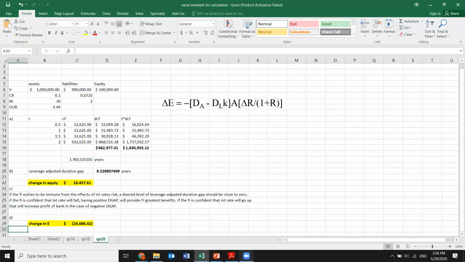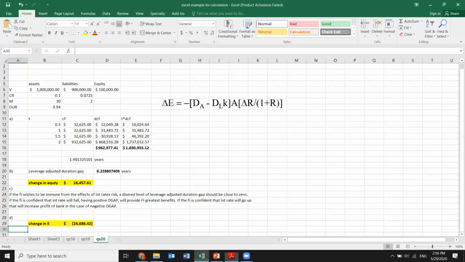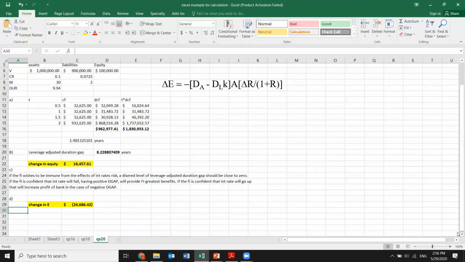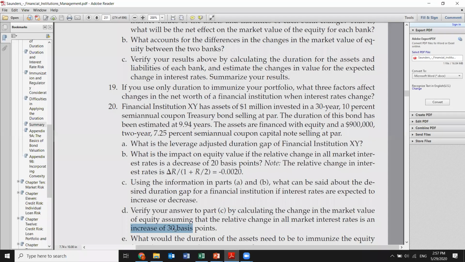Okay. Let's proceed further. I'm sorry, Professor. Can I ask you a question? Yes, sure. When we calculated part D, we used this formula, the change in equity, the big one. Then where is the last part, the 1 plus R? It's this last part, it is this 30 basis point change. It directly gives you the calculation. I calculated it here, so they directly gave us this part. Yeah, okay. Thank you.